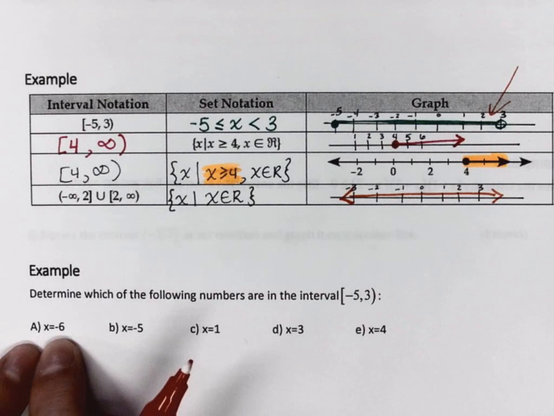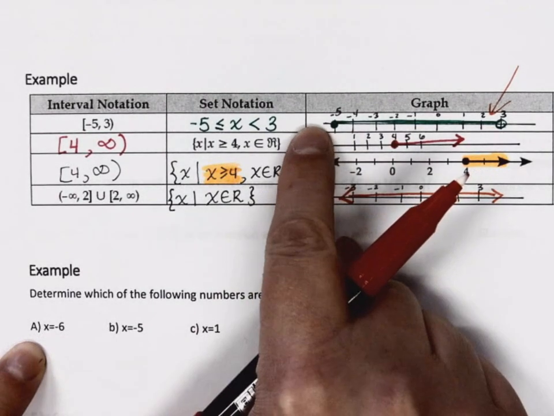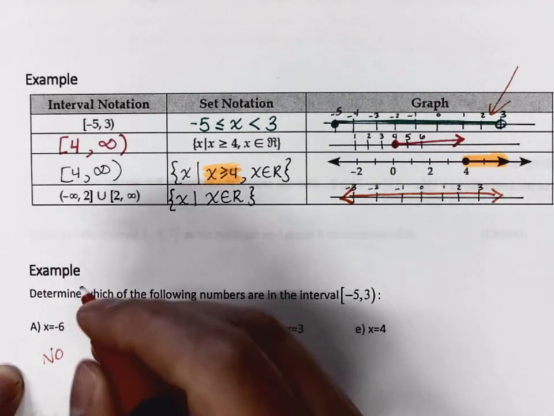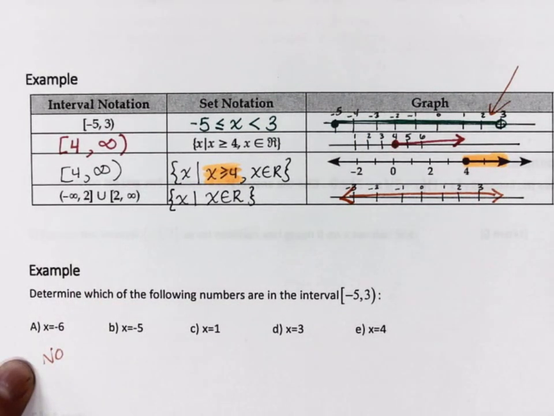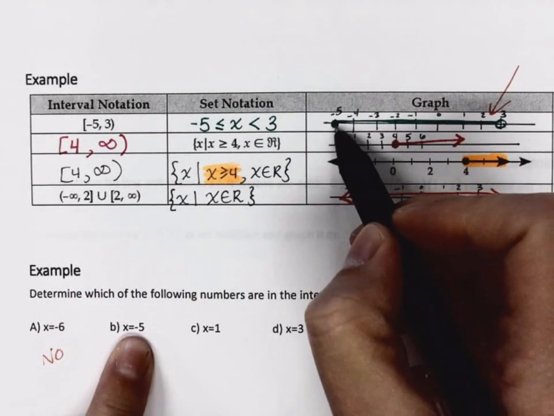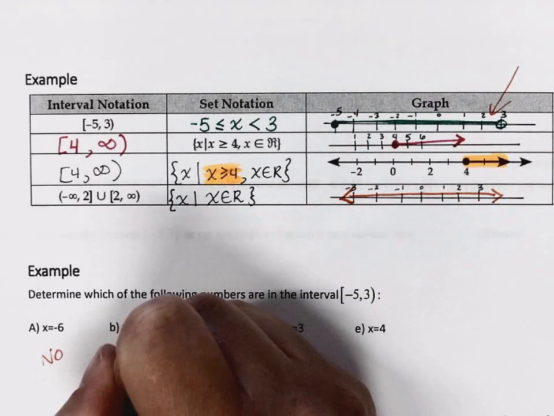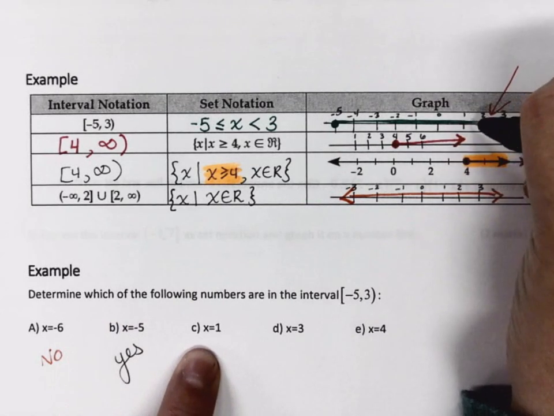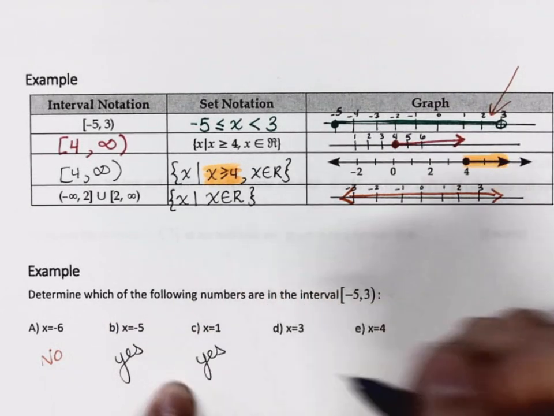So x equals -6. X equals -6 would be out here somewhere. So this one's not in the interval. That one's not in the interval. -5, that one is right on the bubble, and it's inclusive of -5, so this one is included. X equals +1, yep, that's somewhere on my line, so that's included.